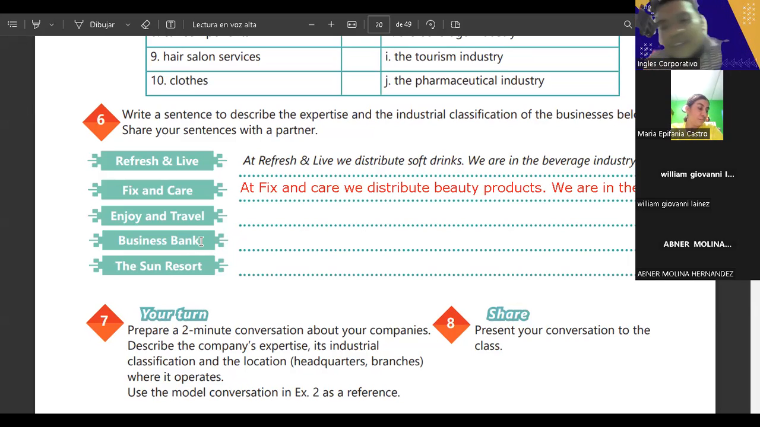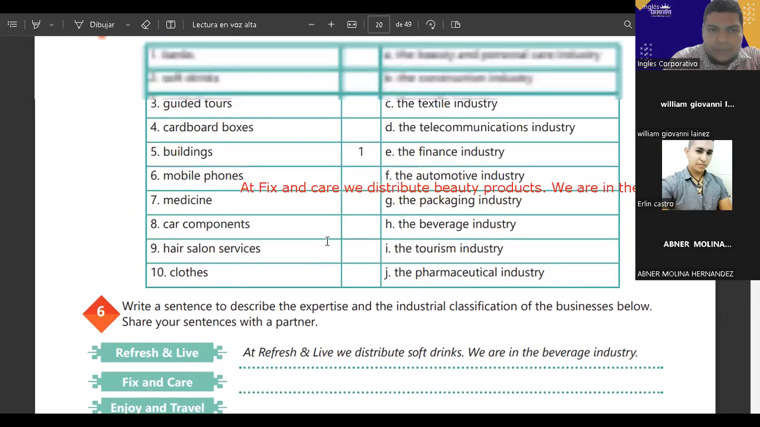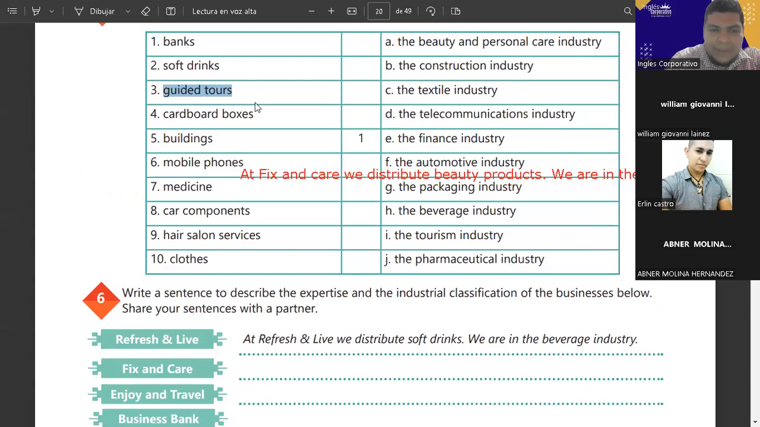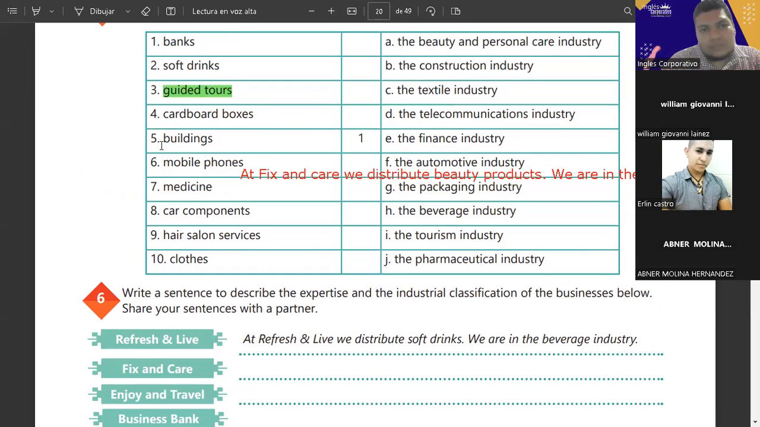Who can give an example for Enjoy and Travel? Tourism, all right. And who can tell me the sentence? At Enjoy and Travel, we distribute tourist guide tours, all right? In the tourism industry, that's right.